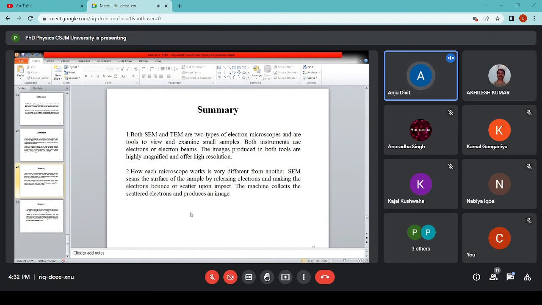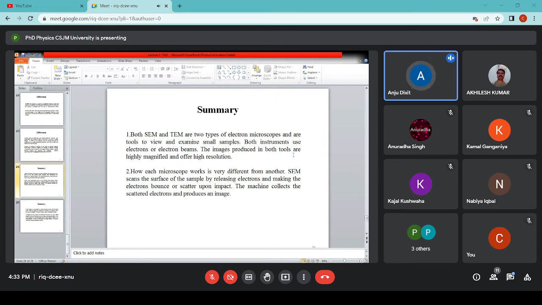Now I am summarizing this particular lecture. Both SEM and TM are two types of electron microscope and are tools to view and examine small samples. इन दोनों टेक्निक की हेल्प से हम सैंपल को एग्जामिन कर सकते हैं. अगर हमको और भी ज़्यादा resolution और magnification चाहिए we can use TM. Both instruments use electrons और electron beam. सोर्स आपका same है, दोनों में ही आपकी इलेक्ट्रॉन बीम use की जाती है. एक में scatter होती है, एक में आपकी transmit होती है.